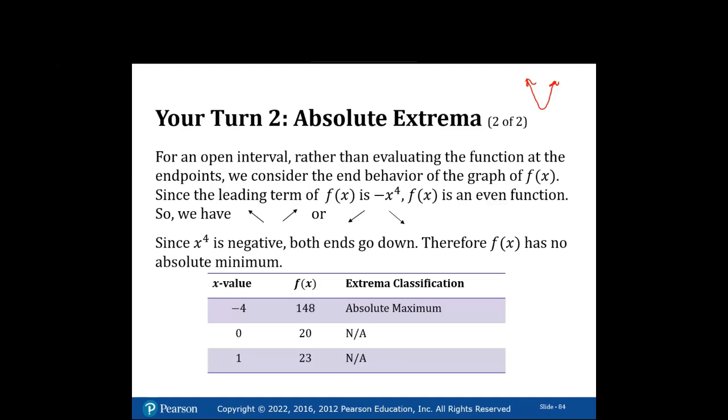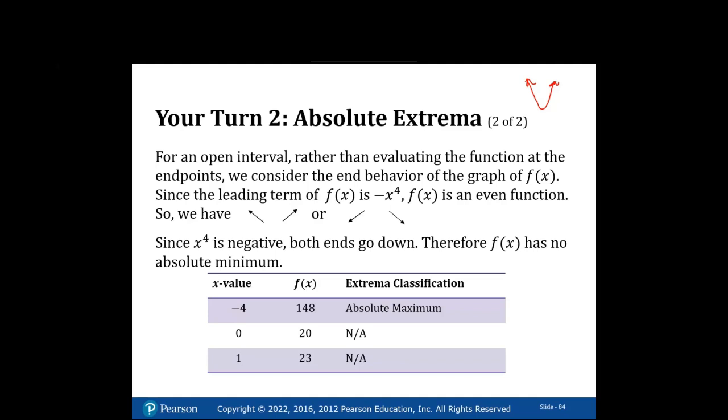So just making sure that we're checking our end behavior if I'm looking at all values of x, because those are really your end points, quotations around that. But we're just considering what happens as it goes to infinity.